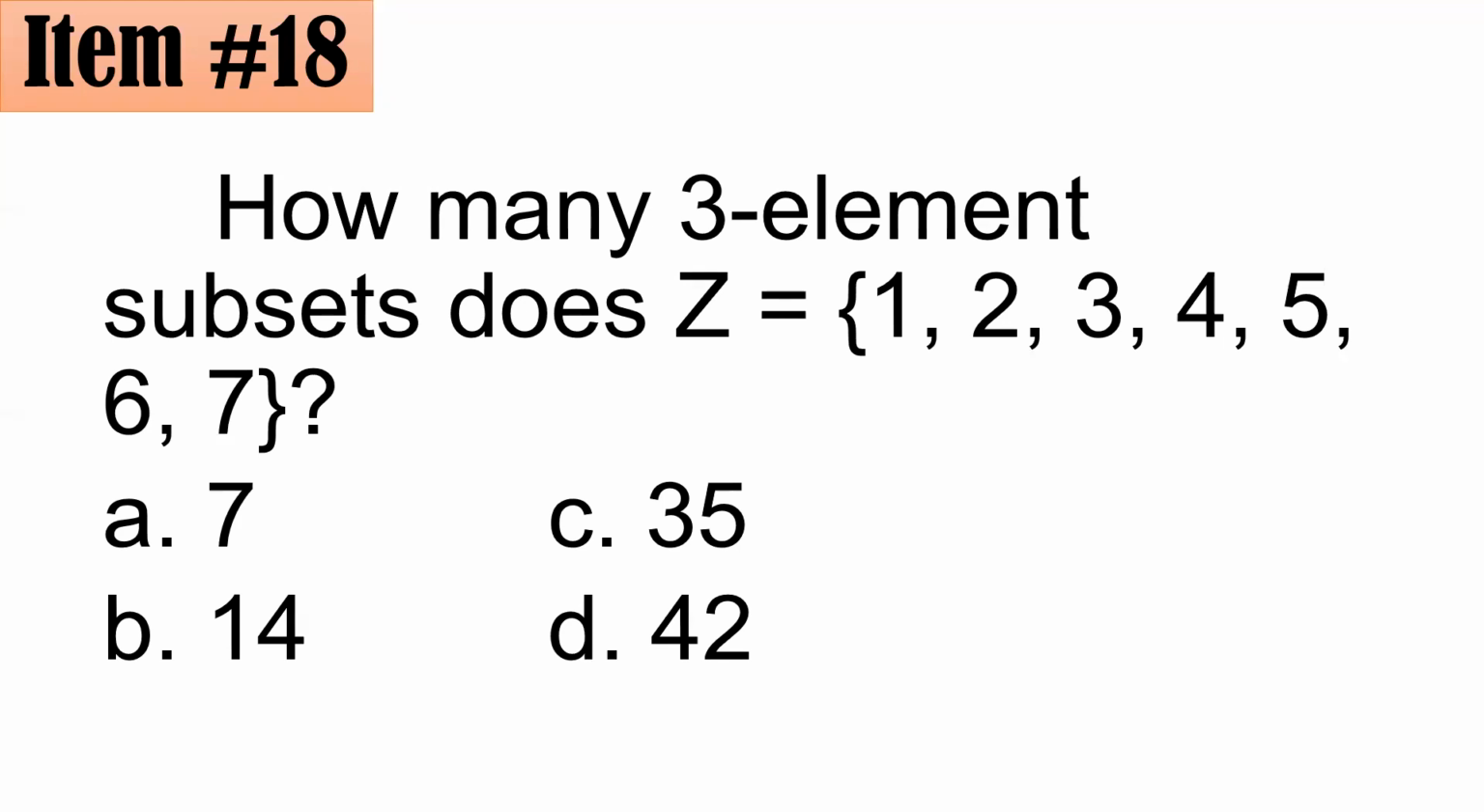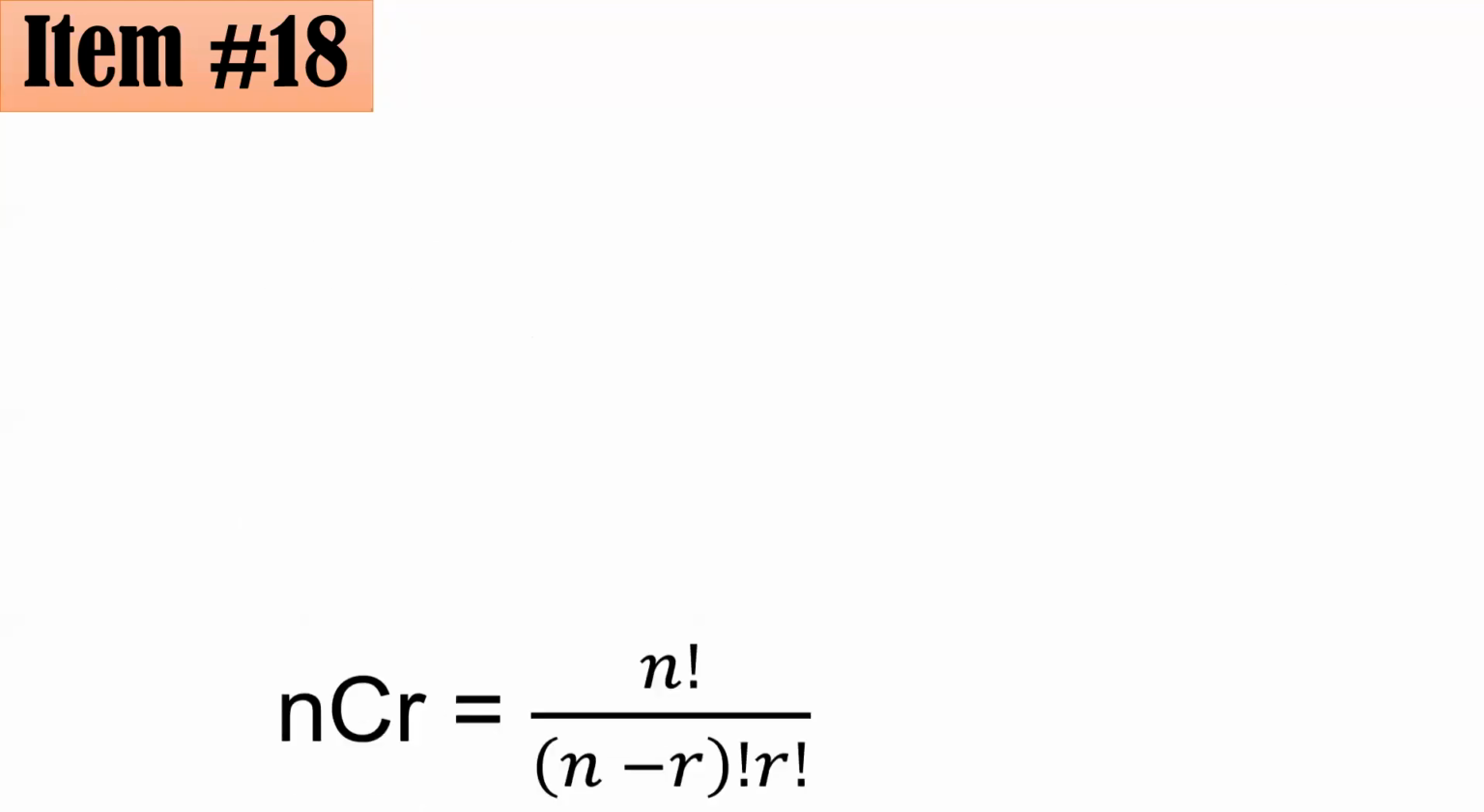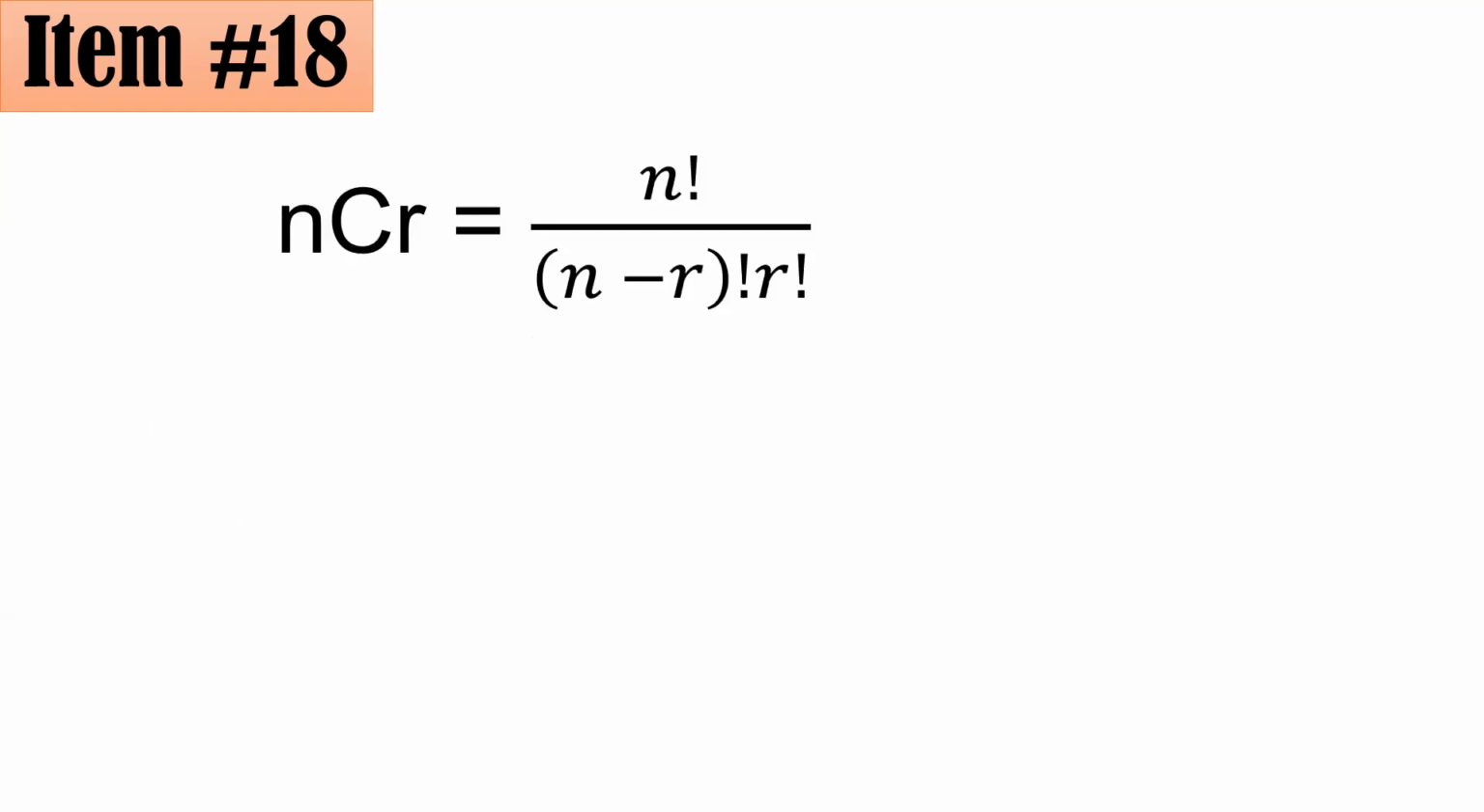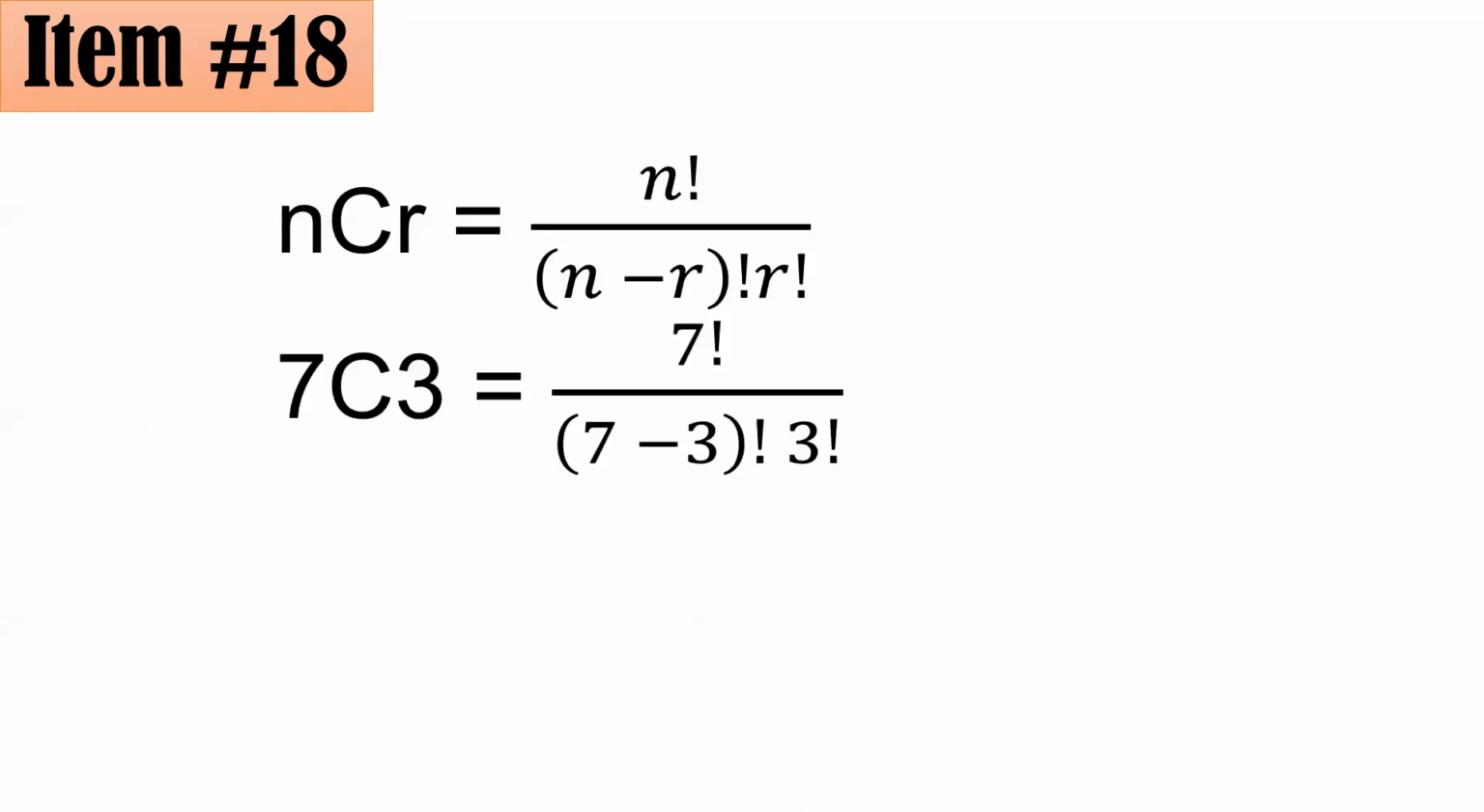Combination, because order does not matter. So therefore, you will utilize the combination formula nCr, no? So that's 7 combination 3. Bakit 7 combination 3?